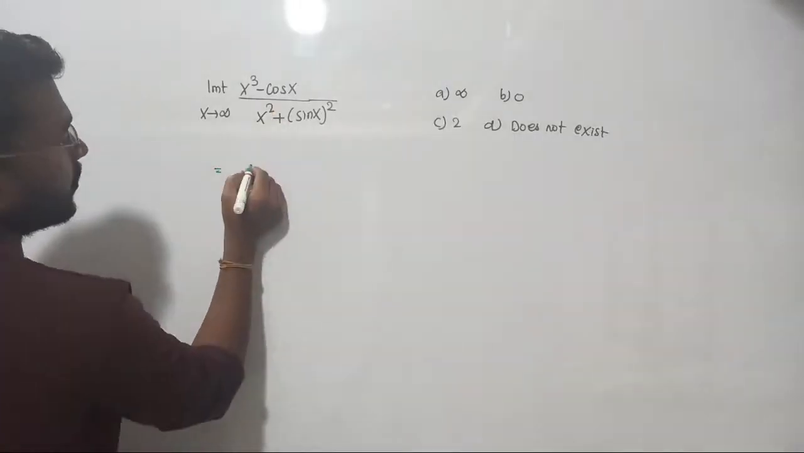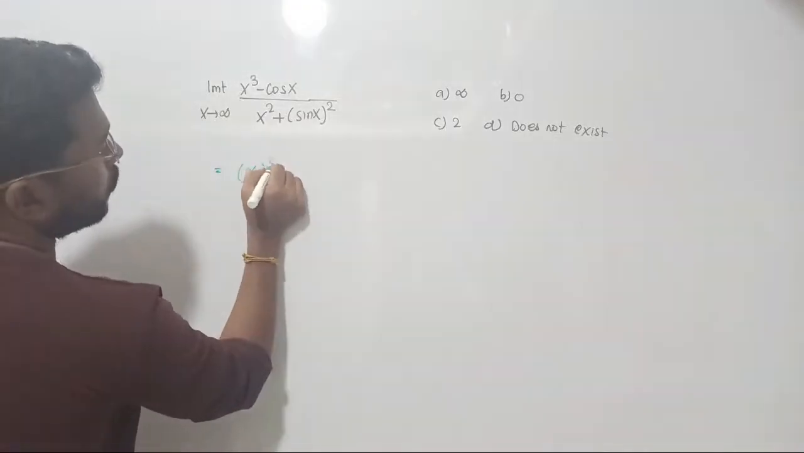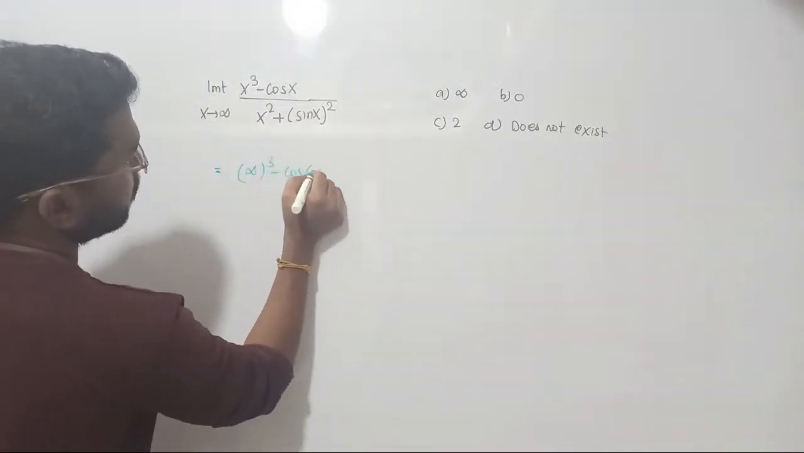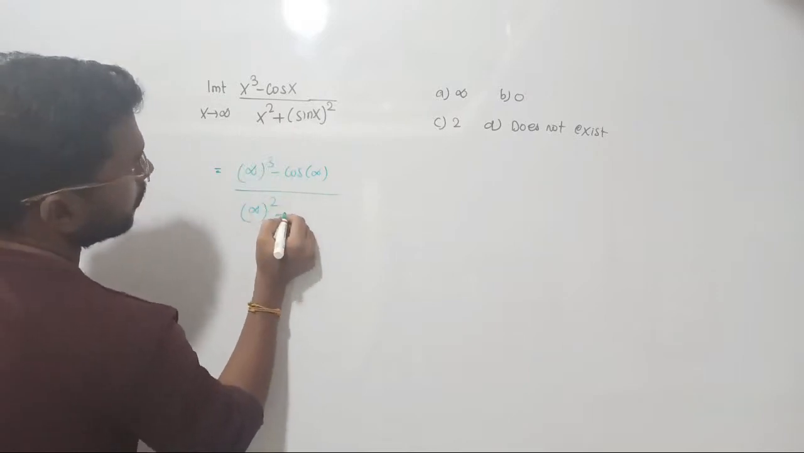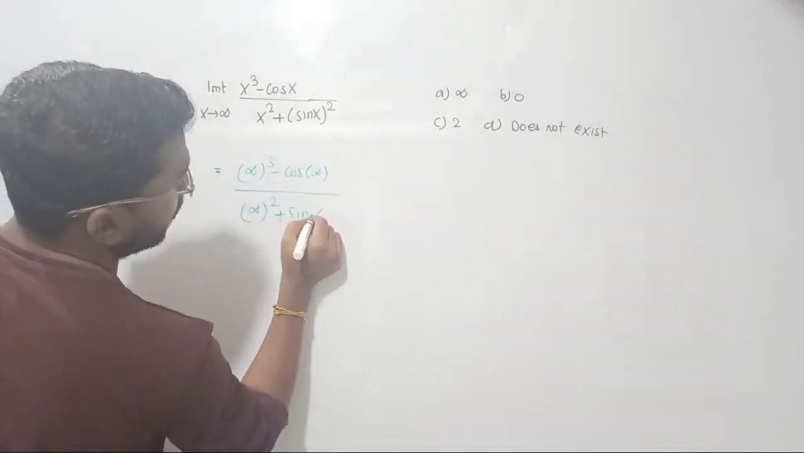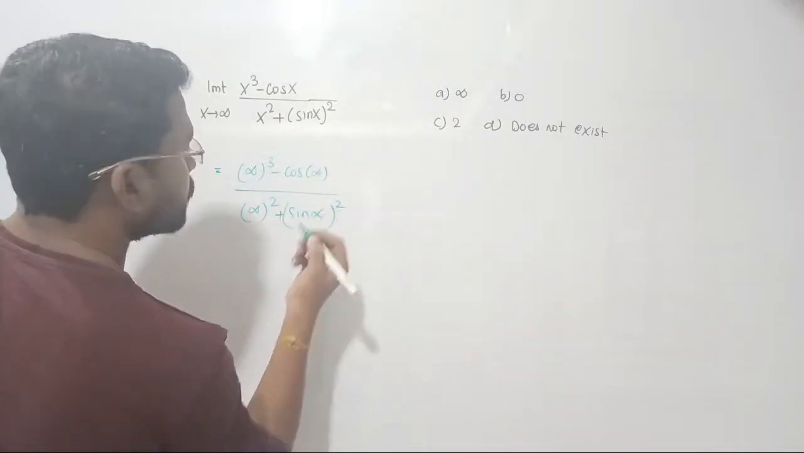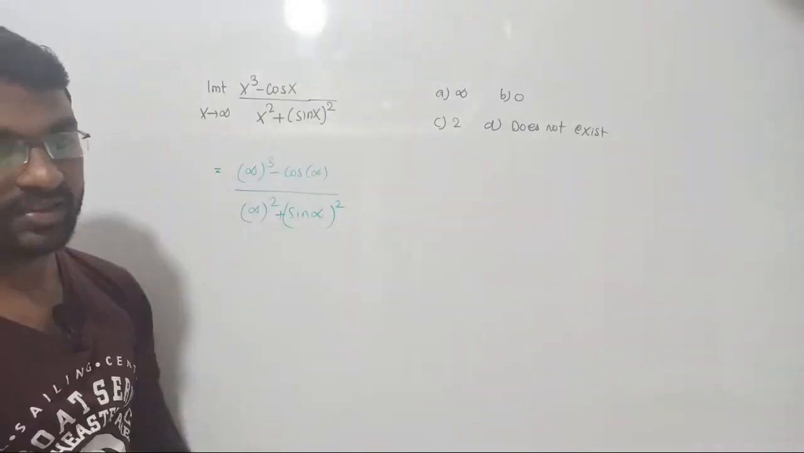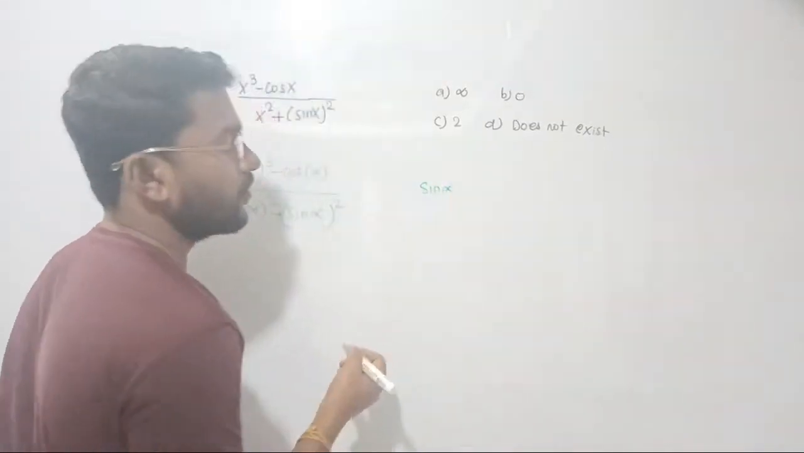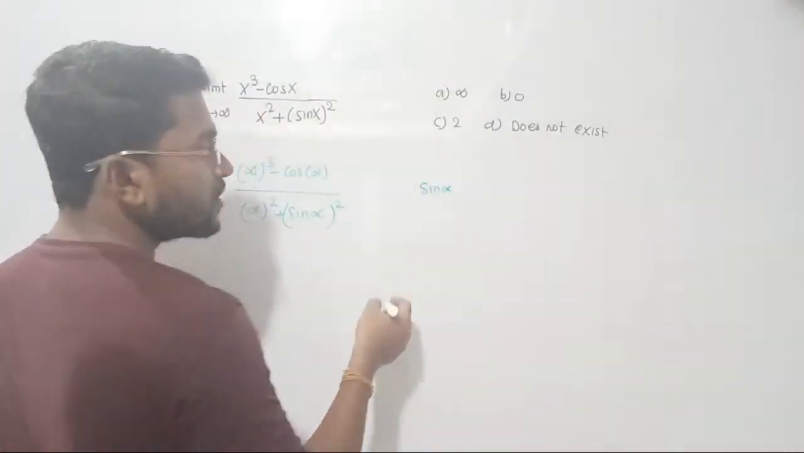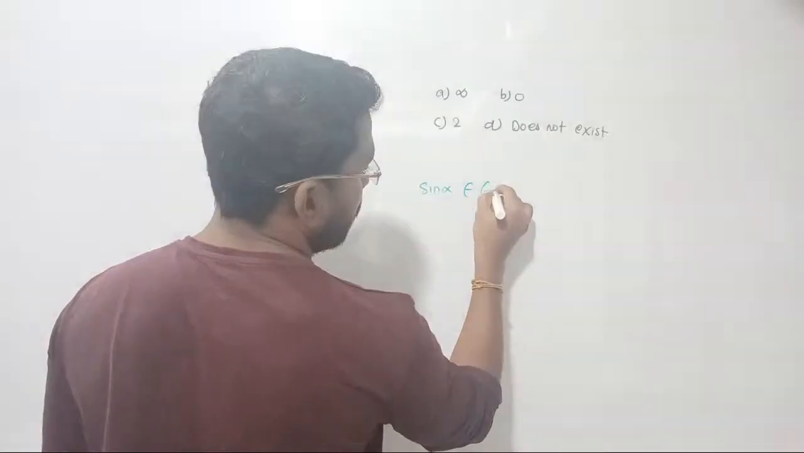Let's see. Put x equal to infinity. Infinity cube minus cos of infinity upon infinity square plus sin infinity, right? Sin infinity whole square. See, one thing you all have to understand now. What is the value of sin infinity? Sin infinity and cos infinity. See, sin infinity lies in between minus 1 to plus 1.